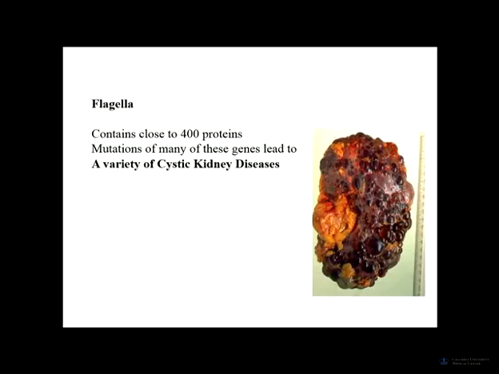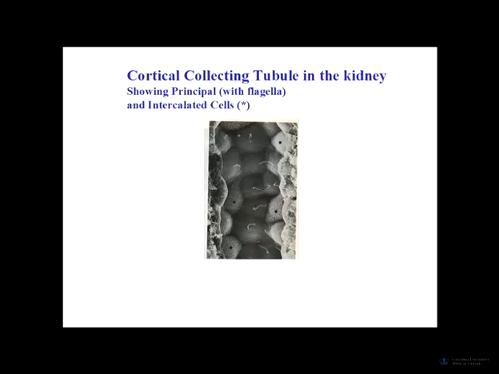So flagella are like a hot area in research today, and there are 400 proteins present in each flagellum, and mutations of most of them produce diseases you already heard about, polycystic kidney disease being the most famous, but many other diseases are produced by it. Okay, so if you look at the cortical collecting duct in the kidney, you will see that there are two kinds of cells, one with flagella and the other with a sort of rough border. So these are the intercalated cells, but these are the principal cells. So the principal cells have flagella.